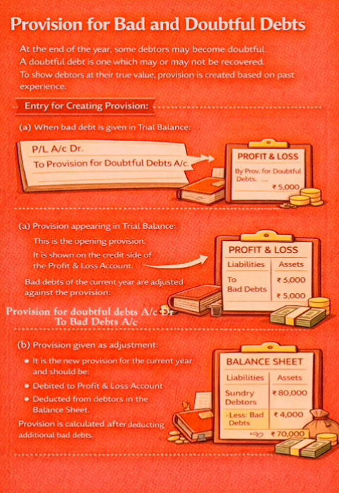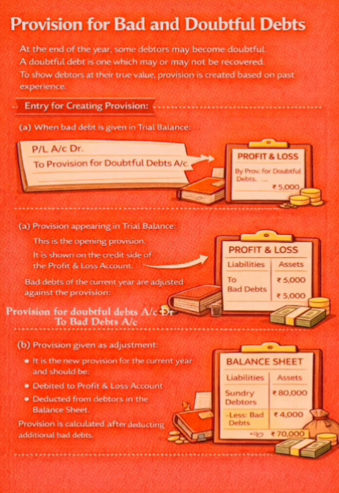Treatment in final accounts. A. Provision appearing in trial balance. This is the opening provision. It is shown on the credit side of the profit and loss account. Bad debts of the current year are adjusted against the provision: provision for doubtful debts account debit to bad debts account.